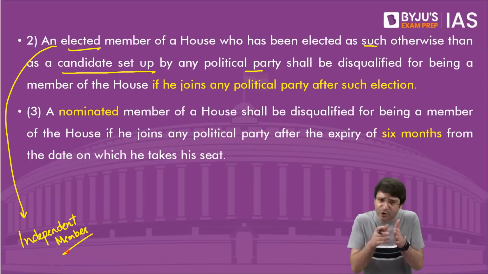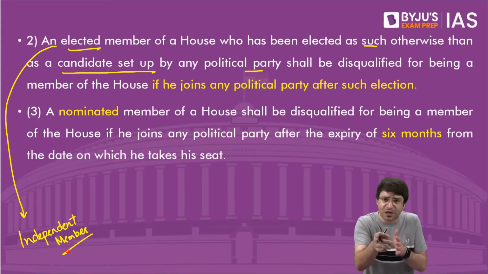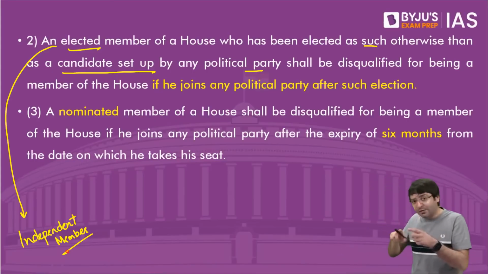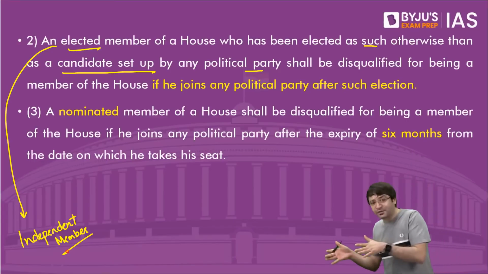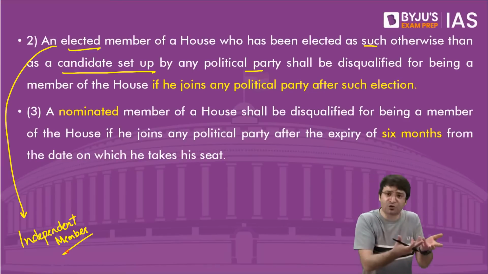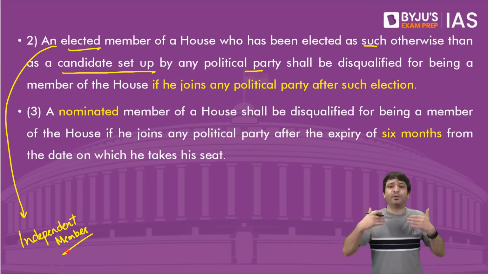That means I am a member of a house, whether Lok Sabha, Rajya Sabha, Legislative Assembly, or Legislative Council. But I was not given a ticket by any political party. I am an independent candidate. I won the election, and after the election I am now part of the house, but I do not belong to any political party. What are the provisions related to me?